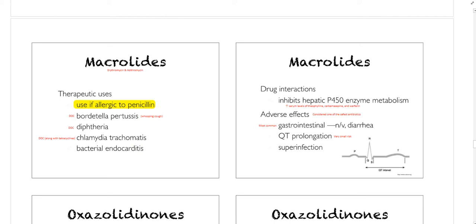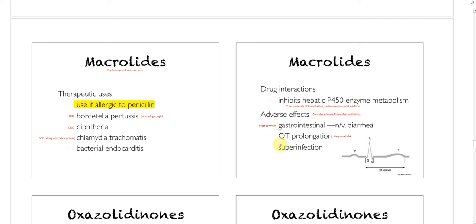Anyway, so some drug interactions. It inhibits hepatic P450 metabolism. So it's going to increase the levels specifically of theophylline, carbamazepine, warfarin, so our blood thinner, warfarin, anti-seizure medication, carbamazepine, and then medication used sometimes for asthma and for COPD, theophylline. Luckily, though, it is generally considered to be one of our safest antibiotics, and most often it's just going to have some side effects like nausea, vomiting, diarrhea.